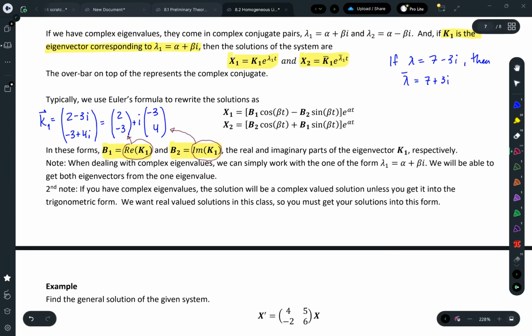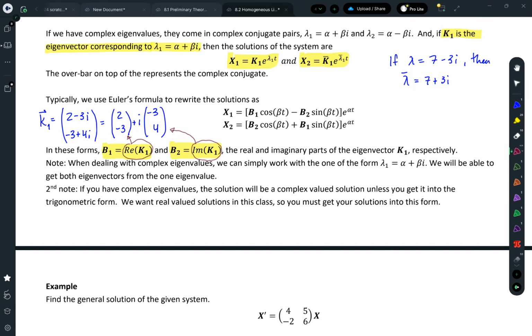Let's see. So when dealing with complex eigenvalues, this is a big note, we just simply work with the one that's of the form lambda 1 equals alpha plus beta i. We'll be able to get both eigenvectors for free on there. The second note is that if you have complex eigenvalues, the solution will be a complex valued solution unless you get it into the trigonometric form that we have above. We want real valued solutions in this class, so you must get your solutions into this form.